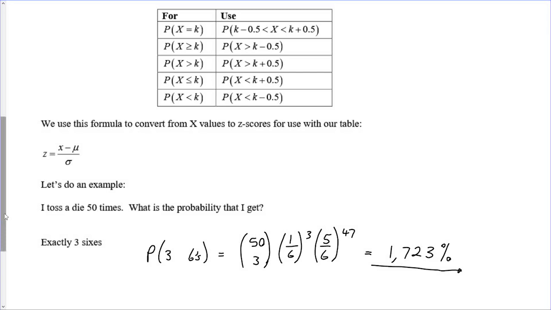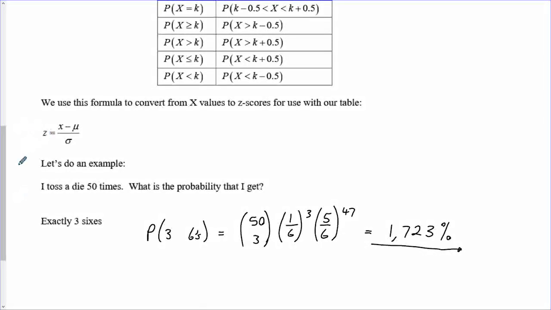Now let's look at another example. This one, still tossing a die 50 times, asks what's the probability that I get fewer than 10 sixes? We need to appreciate that it would take an age to work out the probability of 0 sixes, add that to the probability of 1 six, and so on, the whole way up to 9 sixes. So this calls for the normal approximation to the binomial.